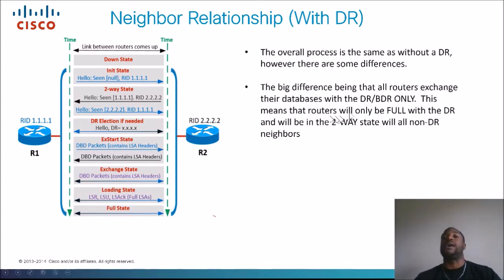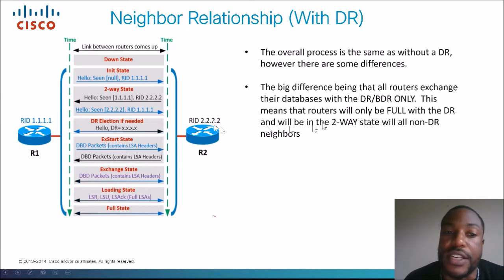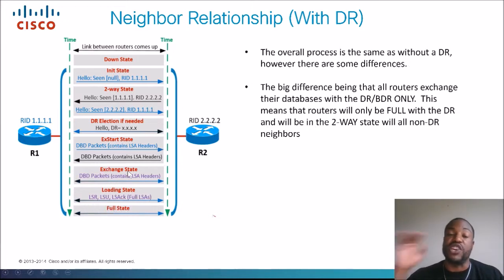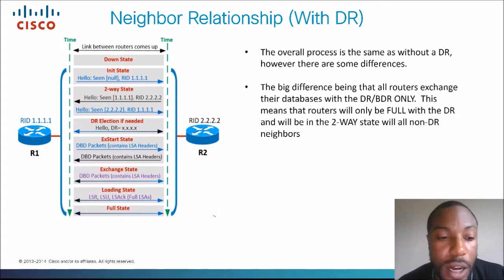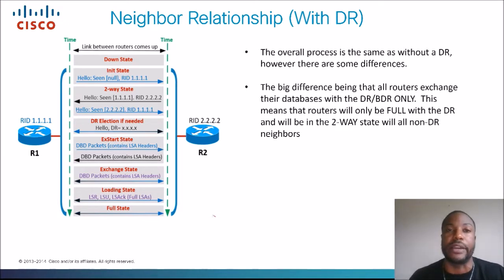This means that routers will only be full with the DR and will be in the two-way state with all non-DR neighbors. So we will be in full state with just the DR, right? Everybody else will just be in two-way. I'll show you an example. When you do show ip ospf neighbor, you just look at that. I'll show y'all when we run this show command.